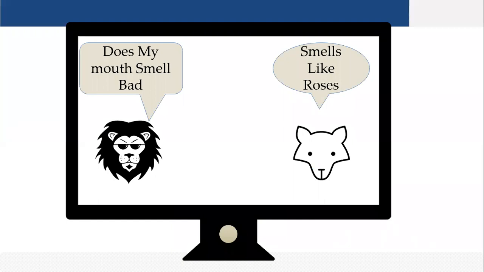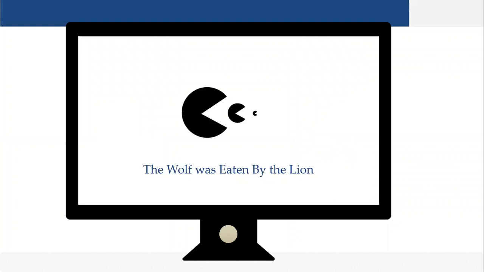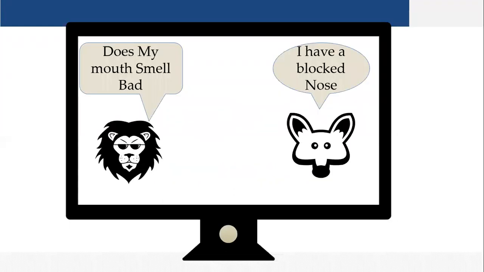Next, the lion met another animal, and this animal is very good at lying. So he told the lion that his mouth smells like roses. What do you think happened to this animal? Was he spared? Any idea? Quite possibly. Not really. He was eaten by the lion. The wolf was eaten by the lion. Finally, he met a fox. The fox deflected the question by saying that he has a blocked nose. What do you think happened to the fox?